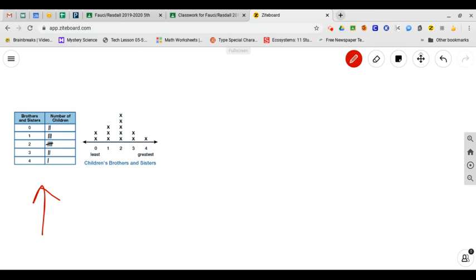And then we took the information and made a graph. So they have the number of children's brothers and sisters, and then which students have them. As you see on the graph, there were 5 students that had 2 brothers and sisters. So if you look here above the number 2, you see 1, 2, 3, 4, 5. There was 1 student that had 4 brothers and sisters. So above the 4, you see 1. The X's represent the data, and then you have whatever information you have.